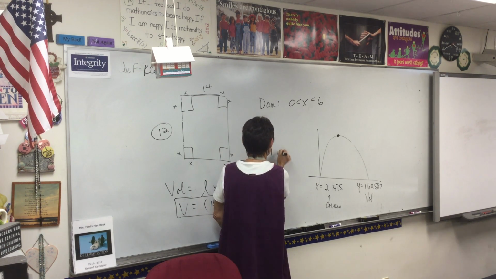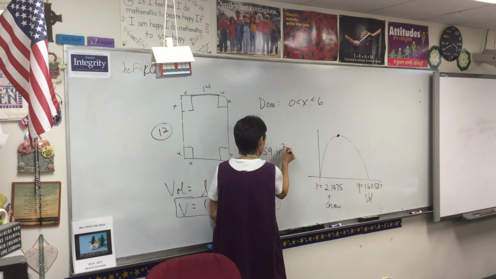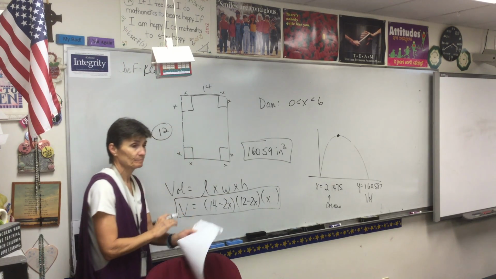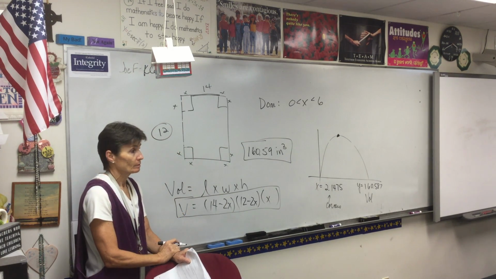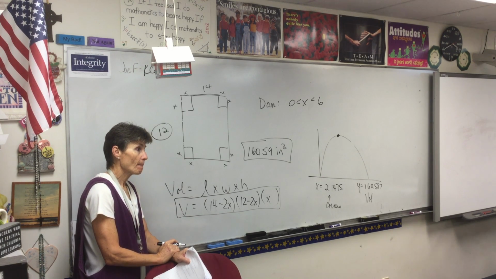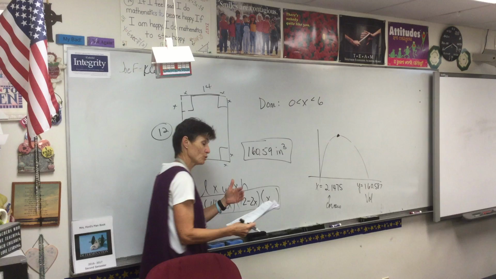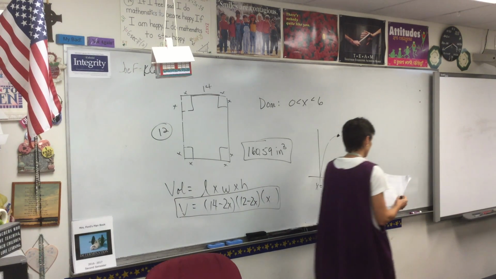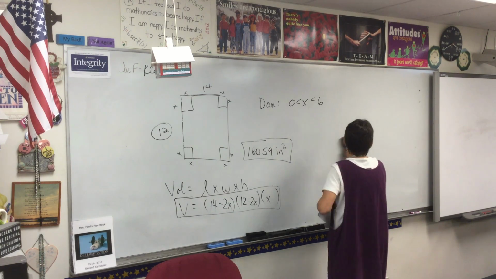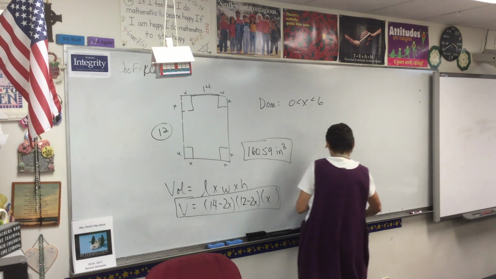160.59 cubic inches. That is the volume of the box. Easy enough? All right, there's one more just like it. Let's try E. This time our piece of paper is 20 by 24.